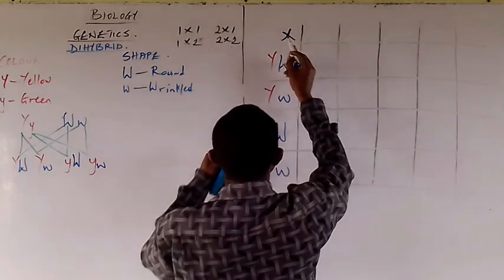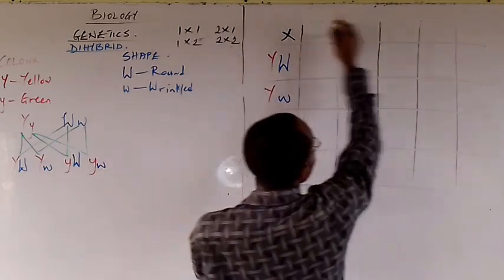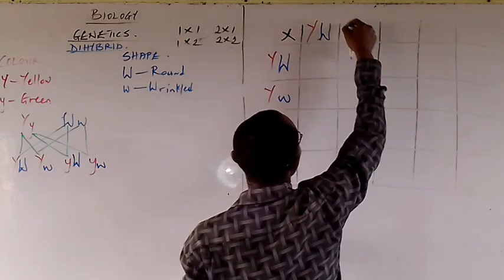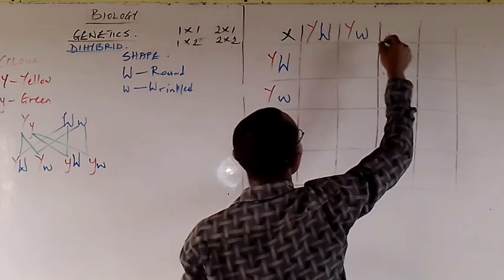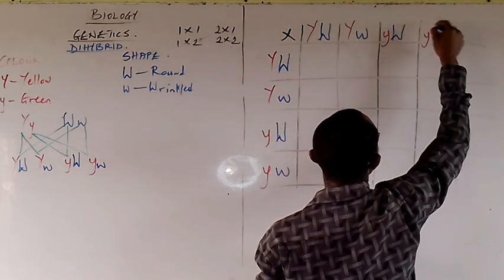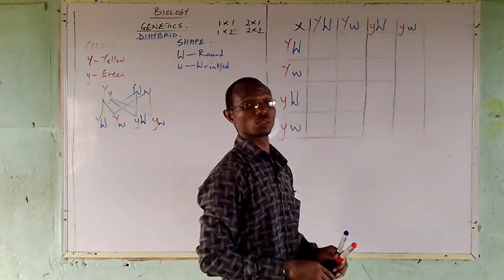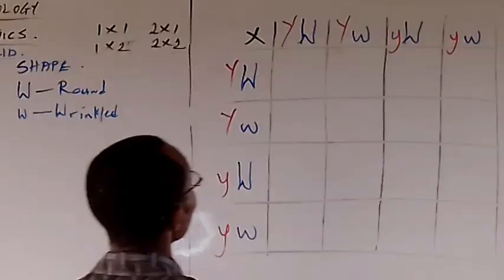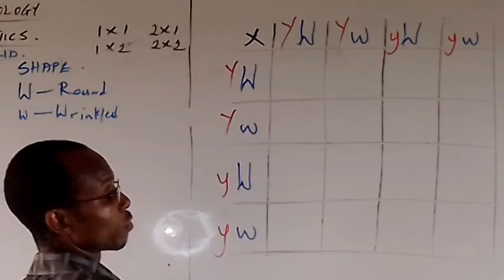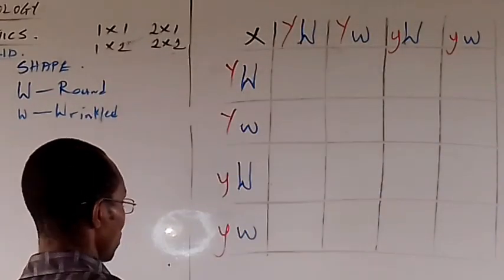We are going to write the same thing that we have written here. All of this now that we have written here, we are going to write it here as well. So we have capital Y, capital W. We have capital Y, small w. We have small y, capital W. And then small y, small w. So it is with this now that we are going to create what we refer to as the Punnett square. Now we are going to be crossing all of this that we have here with what we have down the line here. What we have across will be crossed with what we have down the line.